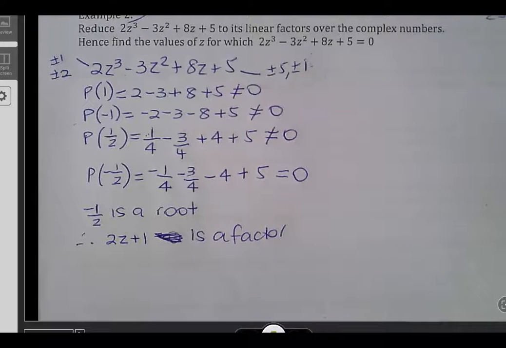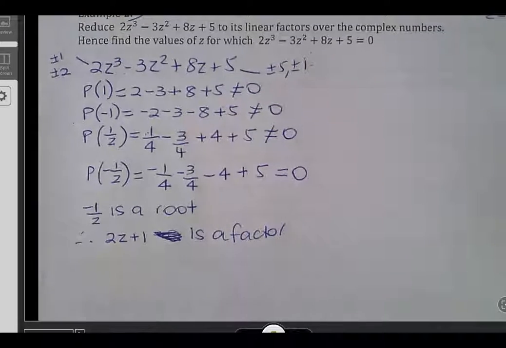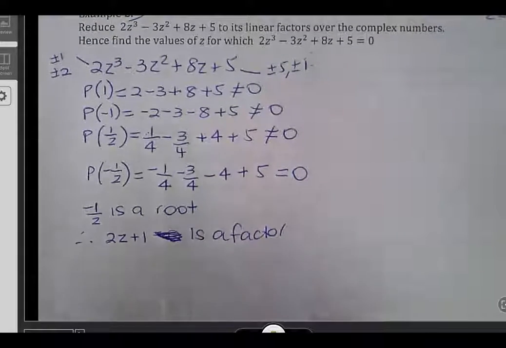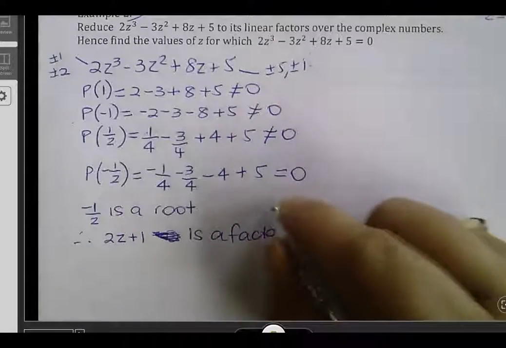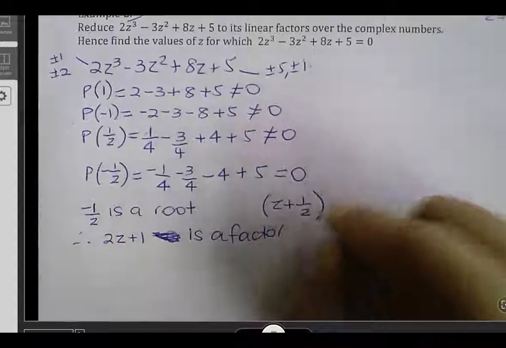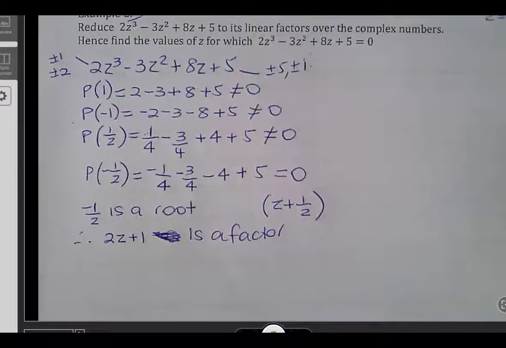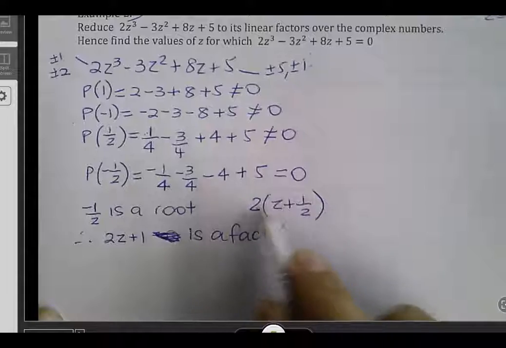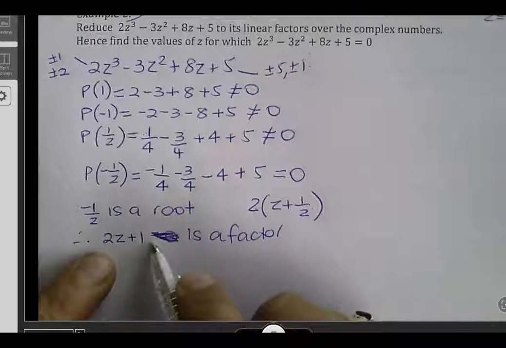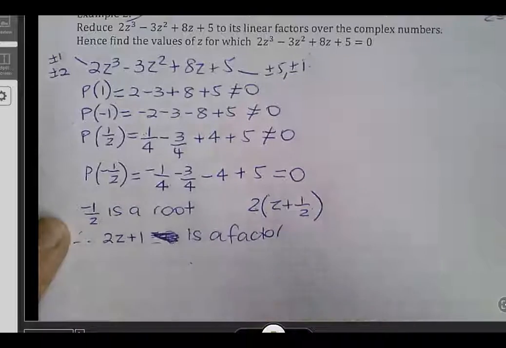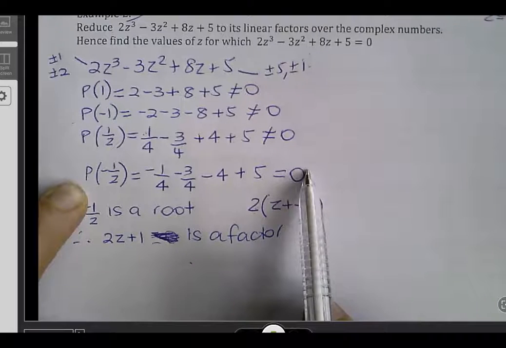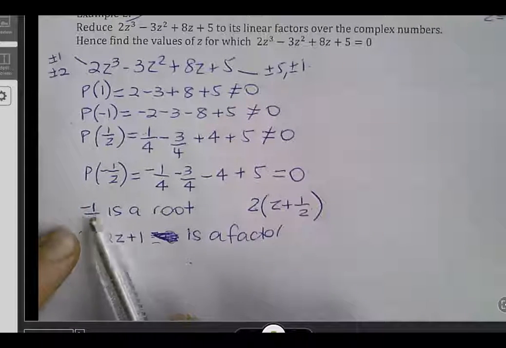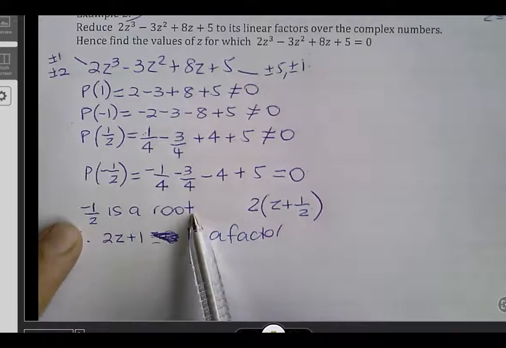Another way you can do this: if negative a half is a root, normally you'd write z plus a half, but you're not allowed to write z plus a half as a factor because you always have to have whole numbers. So what you can do is put a 2 there to balance that, and you get 2z plus 1. And now if you put that equal to 0, don't you get negative 1 over 2? So this, by the factor theorem, means negative a half is a root.